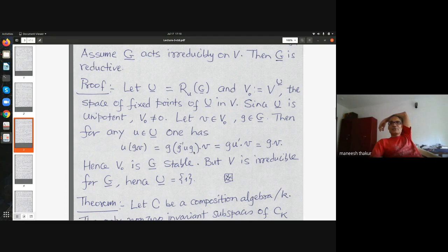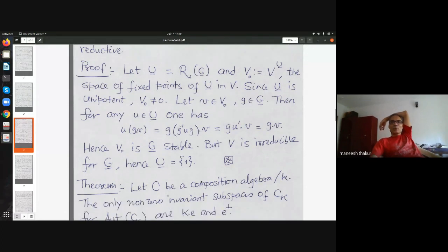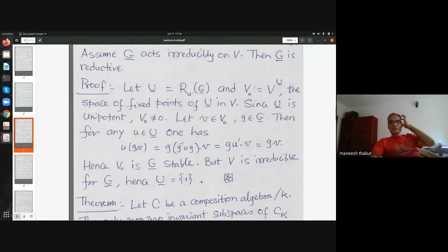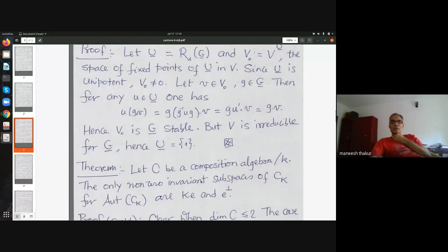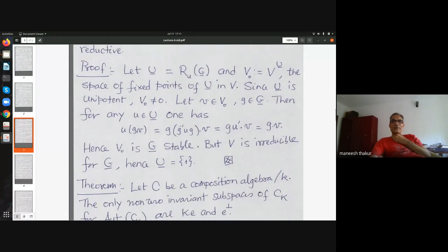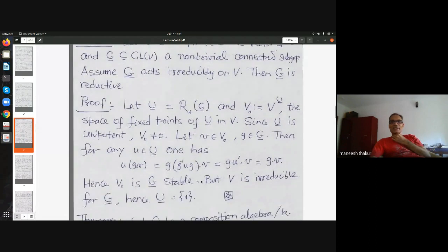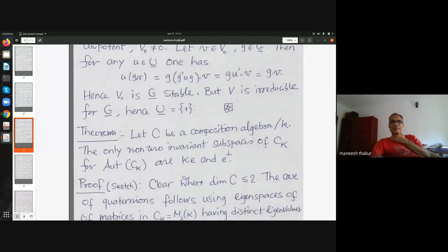So this calculation tells you that g acted on v is also fixed by U, but V is irreducible, and this is a G stable subspace. So that tells me that U bar must be trivial. This is because V naught was non-zero. So this proves that the group is reductive. I like this lemma somehow. It's a very funny lemma.